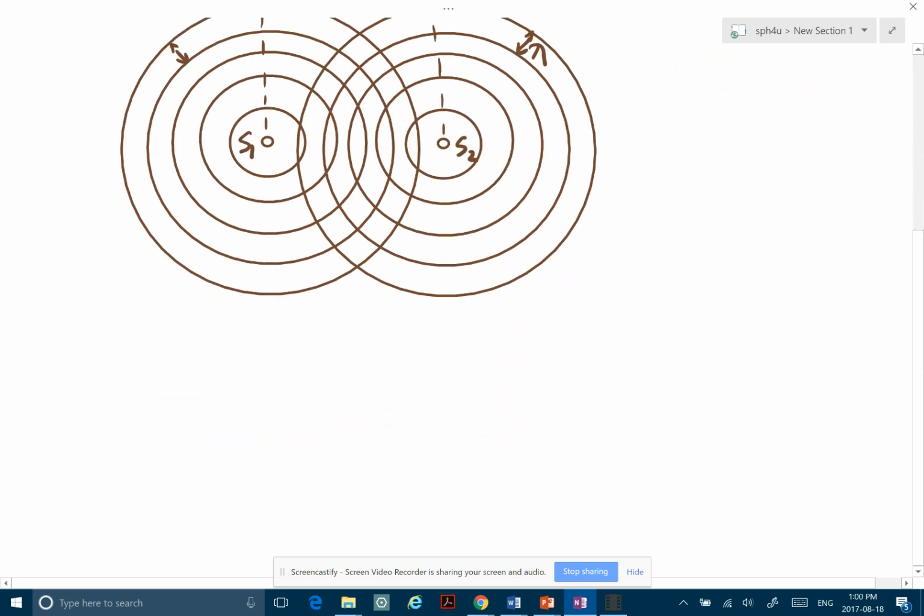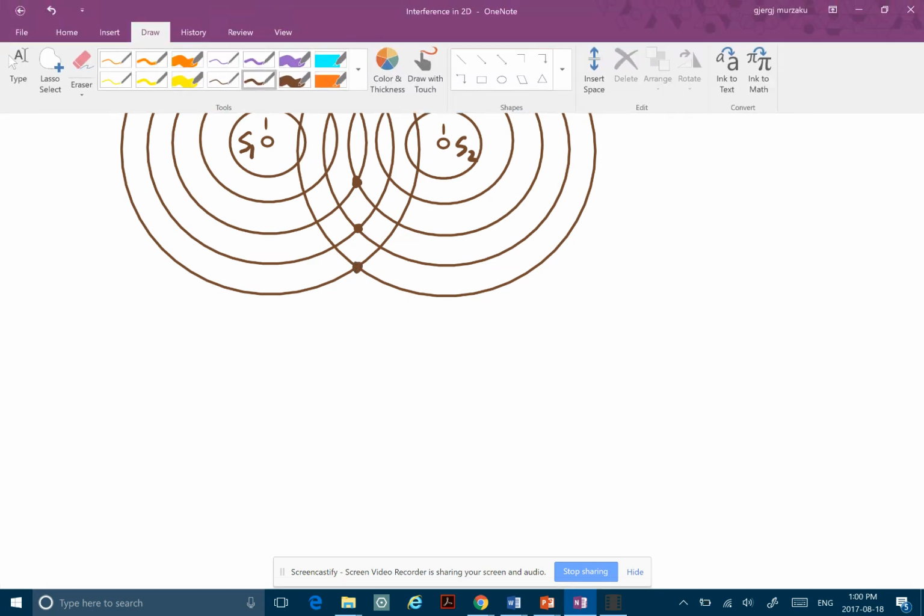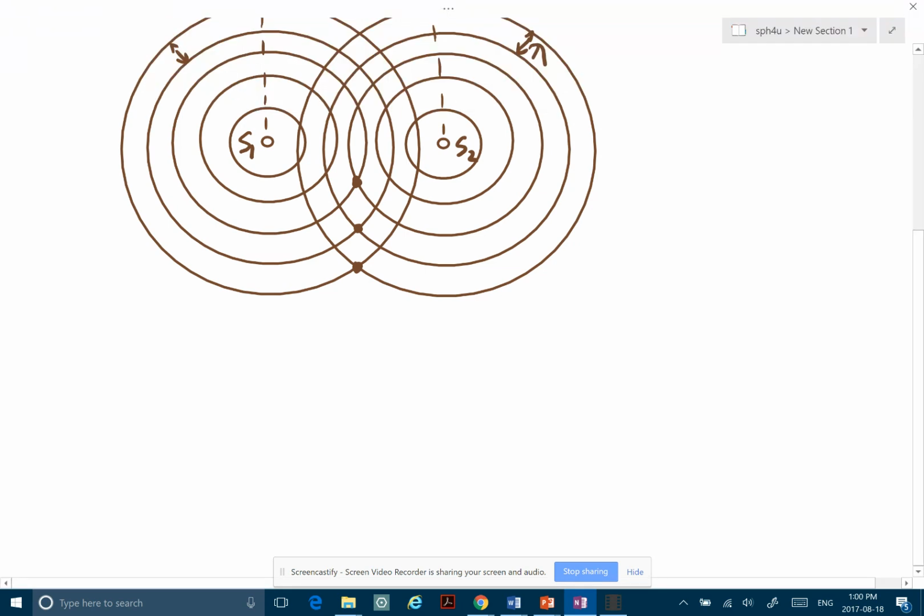Now you notice that there are some points here, like this one here, this one here, this one here. And if we continue, they all have crest plus crest, right? So where else do we have them? Well, we have them here, and here, and so on and so forth, here and here.